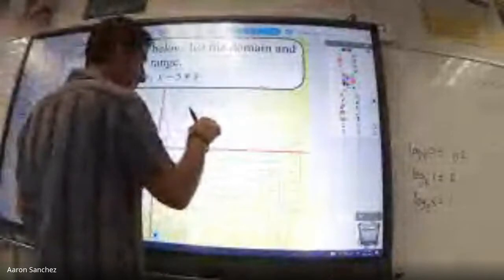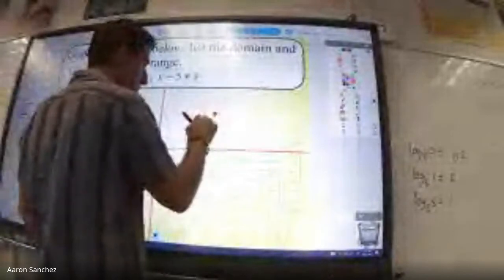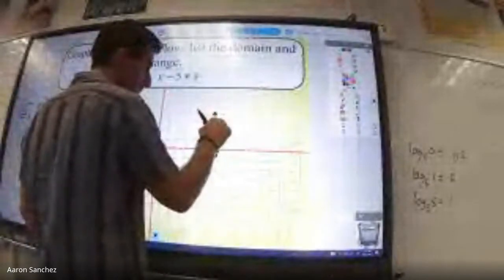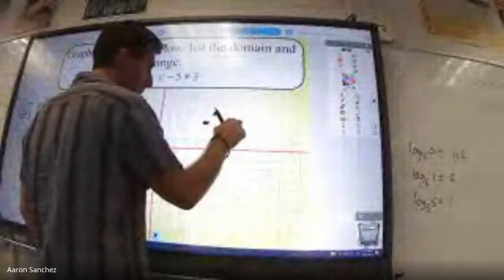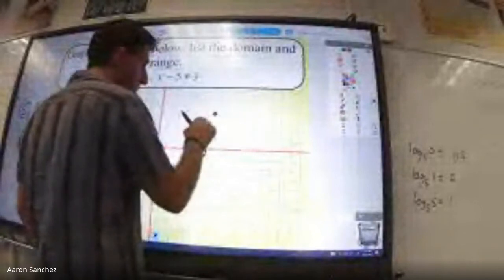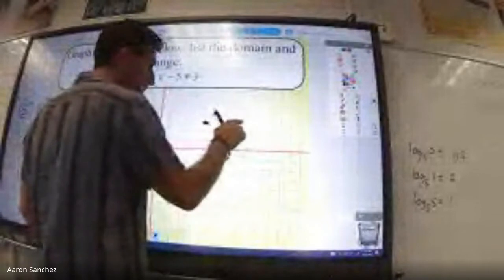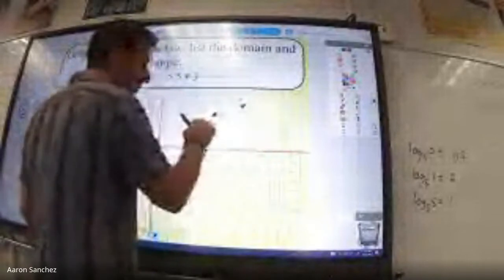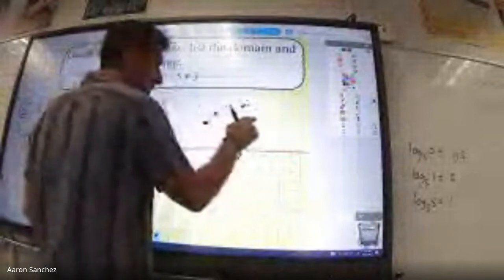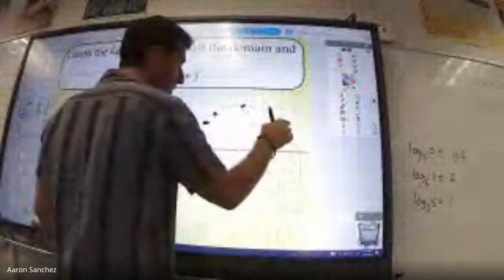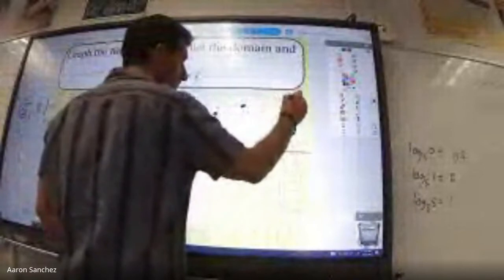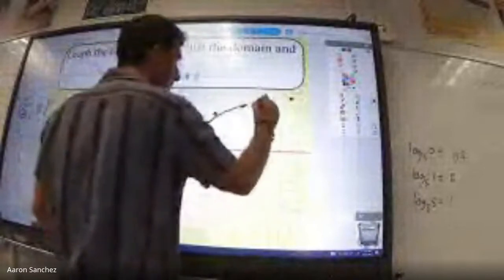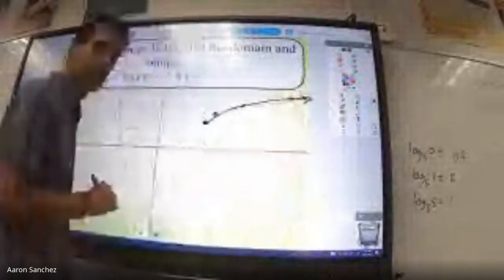Square root of 1 is 1. Square root of 2, I don't know what square root of 2 is. Square root of 3, square root of 4. Square root of 4 is 2. So go over 1, 2, 3, 4. Square root of 4 is 2, so I go up 2. Next one will be square root of 9. Over 1, 2, 3, 4, 5, 6, 7, 8, 9. Square root of 9 is 3, so up 1, 2, 3. Boom. And then there is my function.